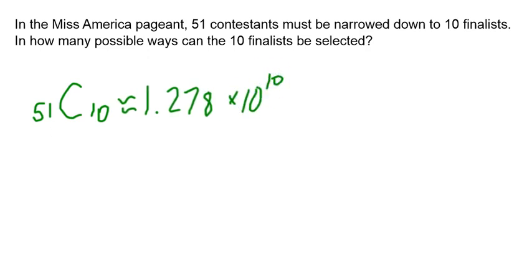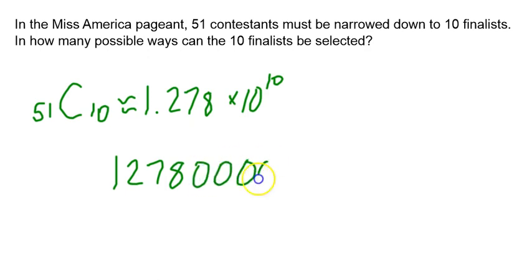So if we write this out, 1278 followed by 7 more zeros. So there would be approximately 12,780,000,000 different ways to select 10 finalists out of the 51 contestants.